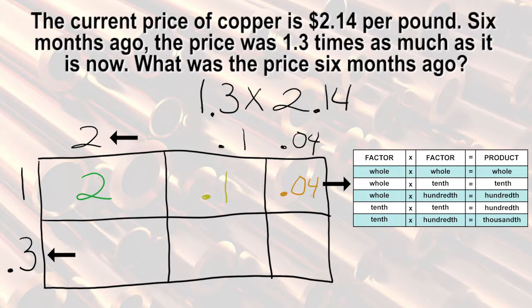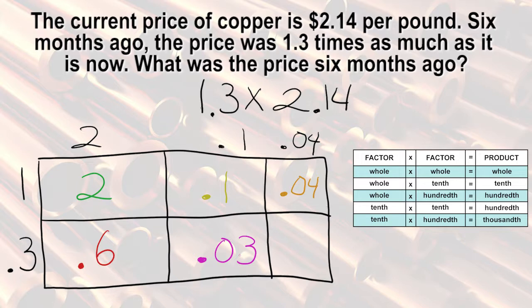We can use the commutative property of multiplication to reverse the order of the factors and think of this as two groups of 3/10, which is 6/10. Next, we will multiply 3/10 by 1/10, which is 3/100. The product chart states that a tenth multiplied by a tenth has a hundredth as the product.